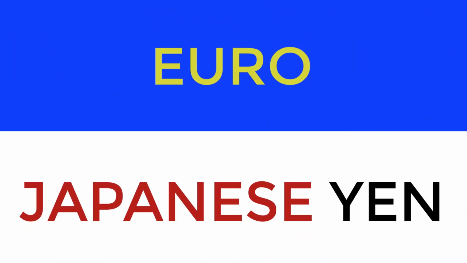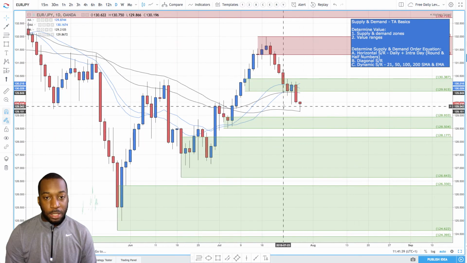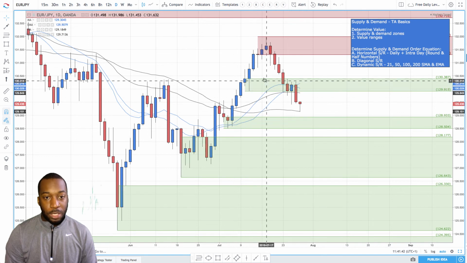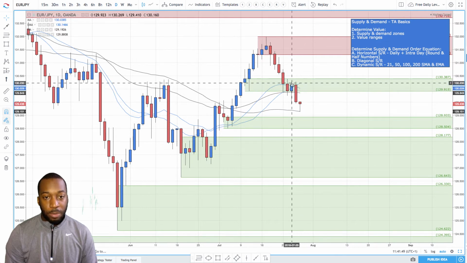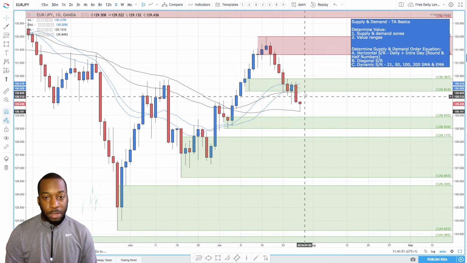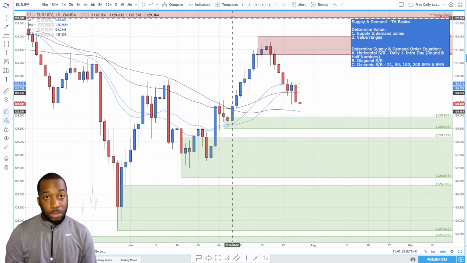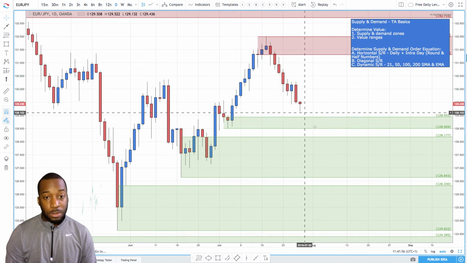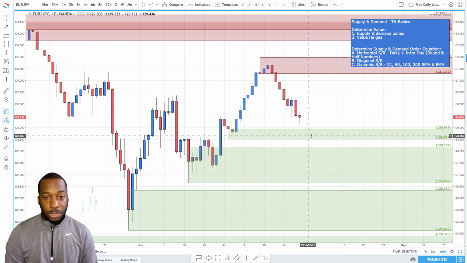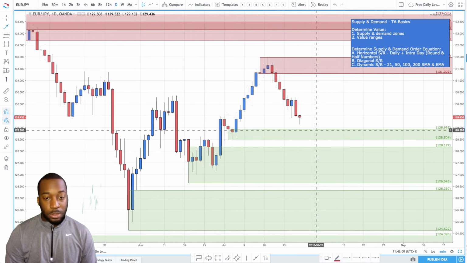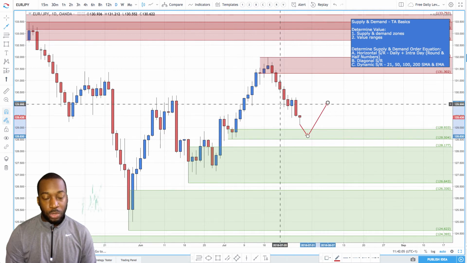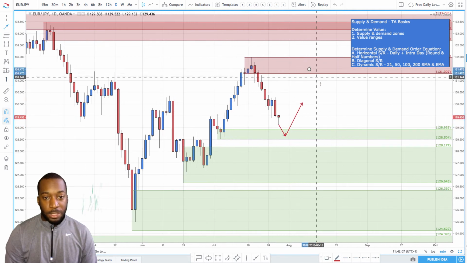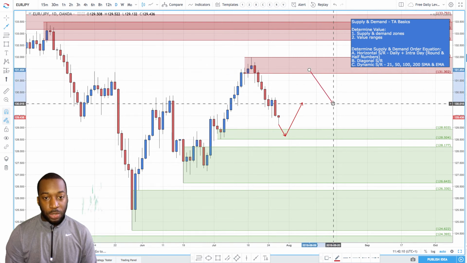Looking at the euro yen, again, we had this demand zone from last week, put in a bullish candlestick pattern, but ended up breaking through. Let's get rid of that. Our next demand zone, if prices do drift their way down, is going to be into here. Then look for potential buys, and these are going to be your potential sells, right?